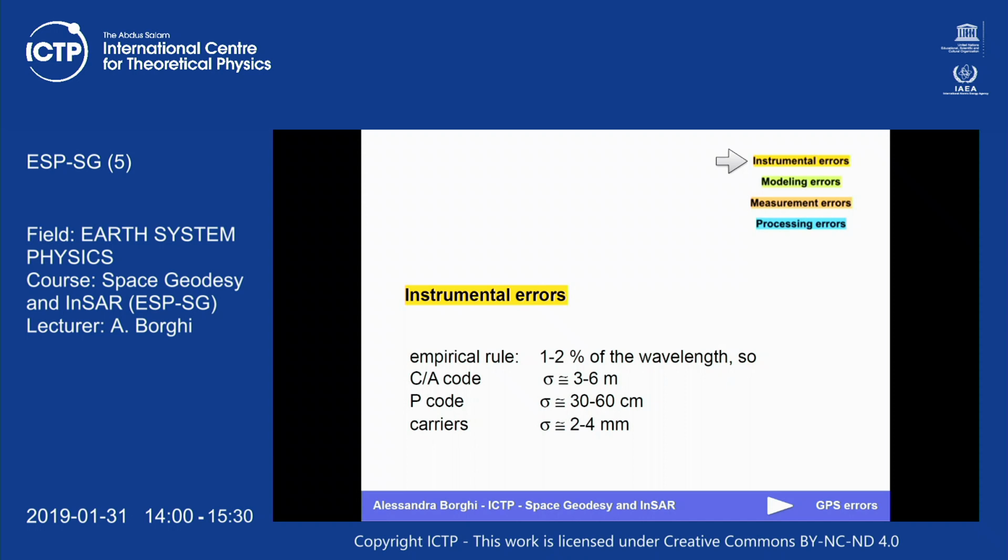Now there are some kinds of applications where we can try to use this measurement also for real-time application, but it's not important now. With the carrier, to estimate the initial ambiguity we need more time, more epochs. So it's not the best signal observation for real-time positioning.